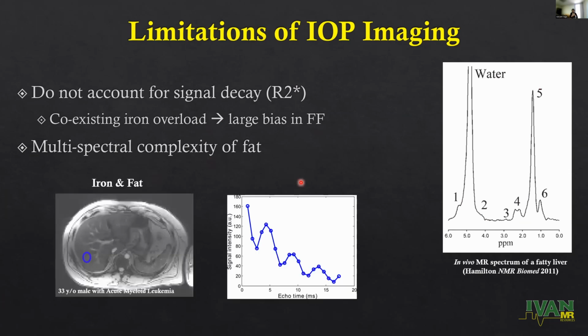So this is a case that has both iron and fat. And if you see, these are the oscillations, but because of iron, the signal decay is steeper. Now if you fit a mono-exponential signal decay, then you might not get an accurate R2 star value because of these oscillations.